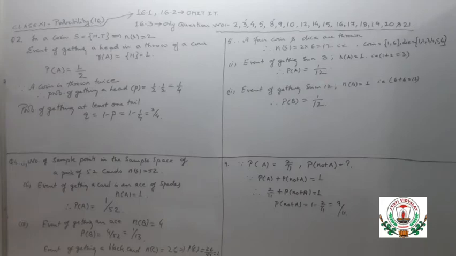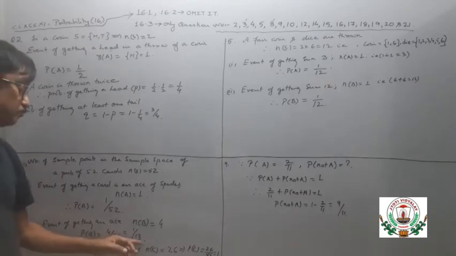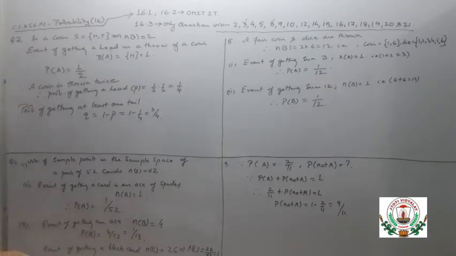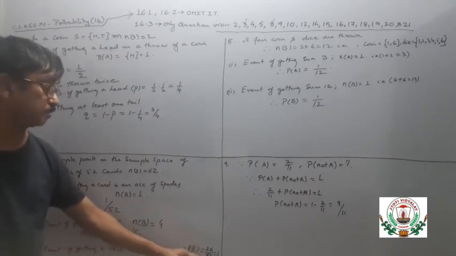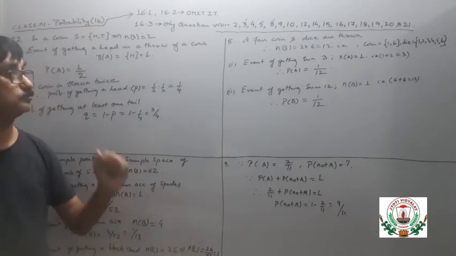Event of getting an ace in a deck of 52 cards, total number of ace cards is 4. So 4 by 52, 1 by 13. Event of getting a black card, so in 52 cards, black cards 26, red cards 26. So event of getting a black card 26 by 52, that is 1 by 2.